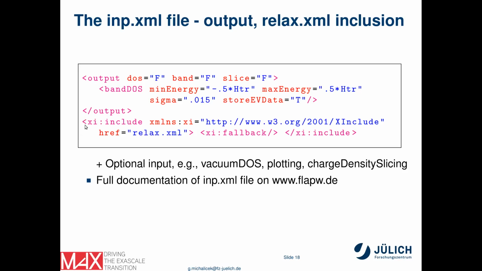And finally, there's another file included, that is the relax.xml file, and this may be there or not. It typically includes some atom displacements, and so it may happen that you do some structural relaxation and then the atoms get displaced, and for this we don't change the entries that we already saw, but we add additional information in this relax.xml file. And if this relax.xml file is present, the atoms get displaced, and if it's not present, they don't get displaced.